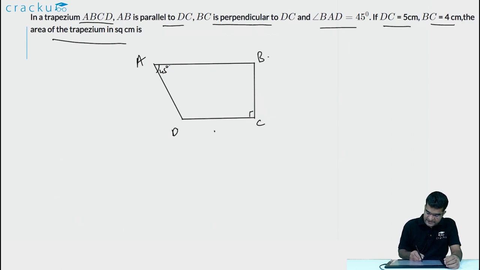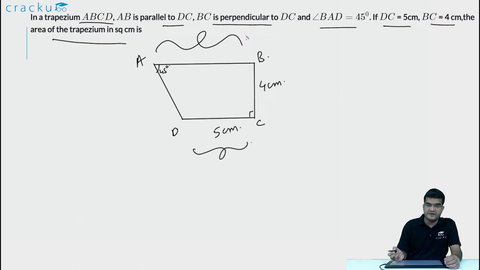We are told that DC is equal to 5 centimeters. So this is 5 centimeters. BC is equal to 4 centimeters. So this is 4 centimeters. And we are asked to calculate the area of this trapezium. In order to calculate the area of a trapezium, you need the length of the parallel sides. You know the length of DC, but you don't know the length of AB. Once you know the length of AB, you will have to take the average of both the parallel sides, that is (AB + DC)/2, and then multiply it with the height of the trapezium. Height is again known. This is equal to 4 centimeters. That is the length of BC.